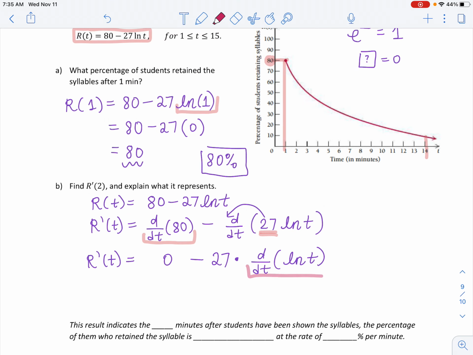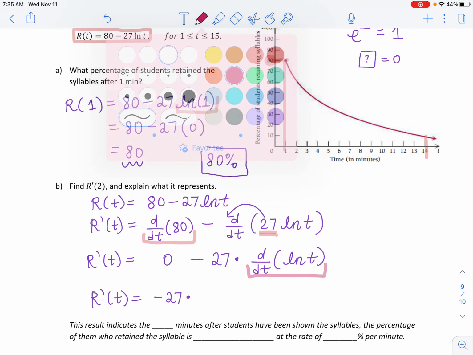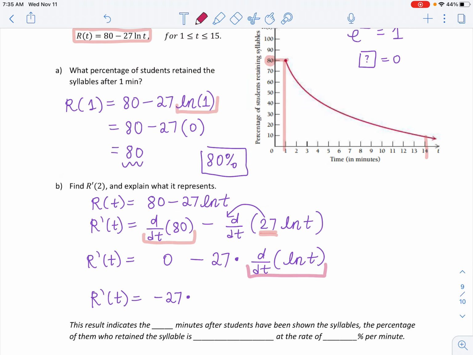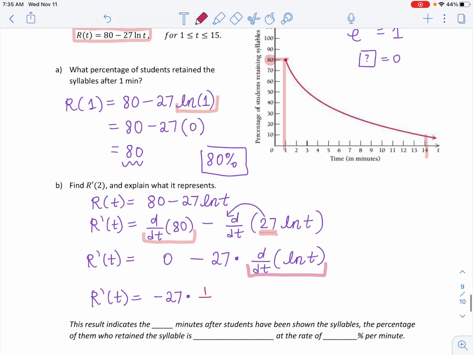And we know what this is, right? R prime of t is equal to, let me not write down the 0, negative 27 times the derivative of natural log of t, which is 1 over t. So R prime of t is negative 27 divided by t.